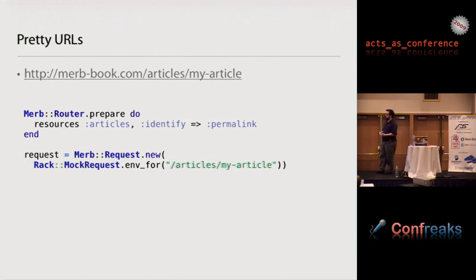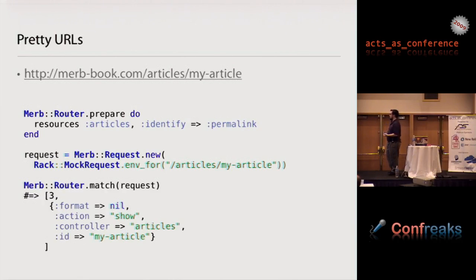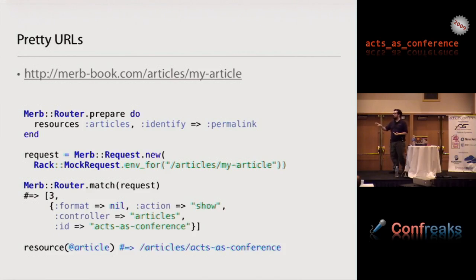Now here I show how you would actually get that information from Merb. You say Merb::Request.new, and then you supply a Rack mock request. If you then say Merb.router.match(request), you can see that what you get back is action show, controller articles, ID my-article. There's a little quirk in the Merb router, which would be fixed and will not be there in the Rails router: if you specify identify permalink, it actually uses ID here instead of the identified name.